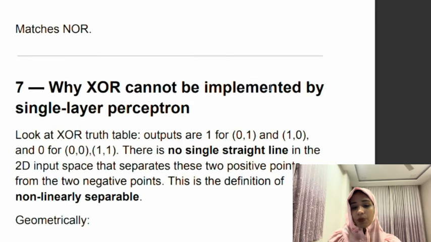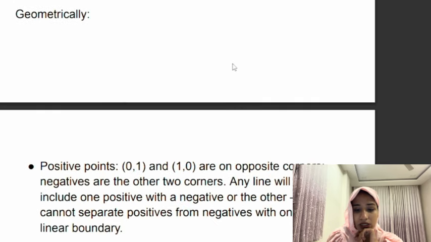Why can XOR not be implemented by a single layer perceptron? Look at the XOR table. Outputs are 1 for 0, 1 and 1, 0 and 0 for the others. There is no single straight line in the 2D input space that separates these two positive points from the two negative points. So there is no single straight line which can separate positive and negative. This is the definition of non-linearly separable.